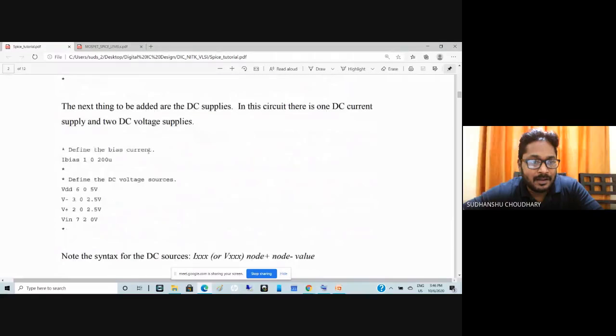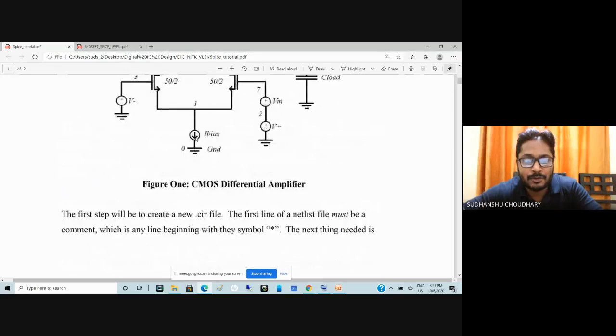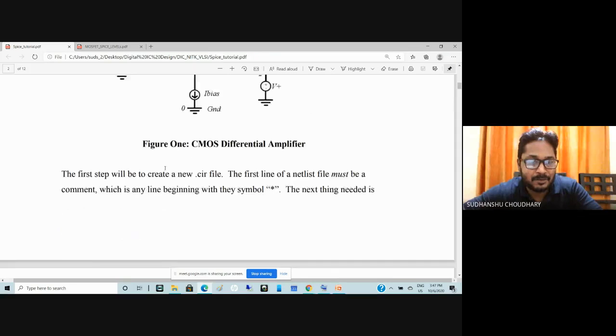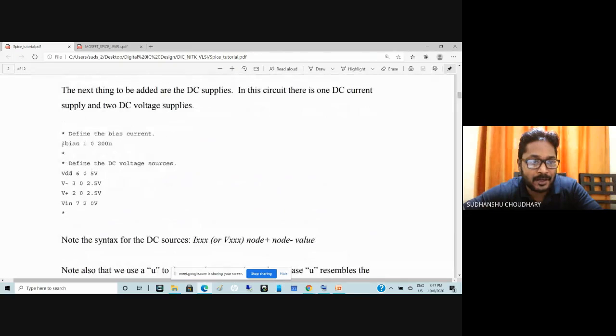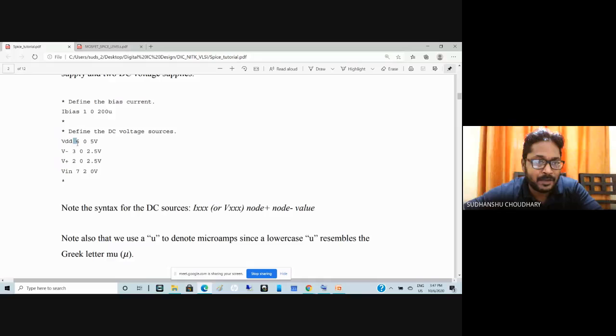Okay. And then you have to define your current sources and voltage sources. In the previous example, you have an I bias current source appearing between 1 and 0. The positive terminal of this current source is 1 and the negative terminal is 0. So you declare it in your SPICE code file: I bias exists between positive terminal 1 and negative terminal 0, and the value of that current source is 200 microampere. Similarly, VDD, the voltage source, appears between 6 and 0. 6 is the positive terminal and 0 is ground, and the value is 5 volts.